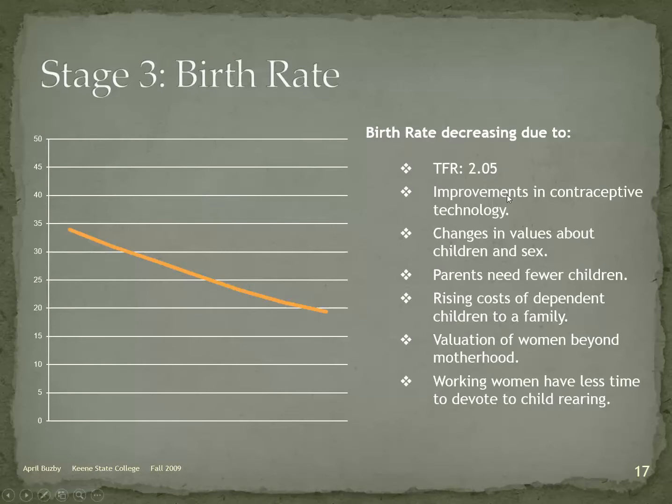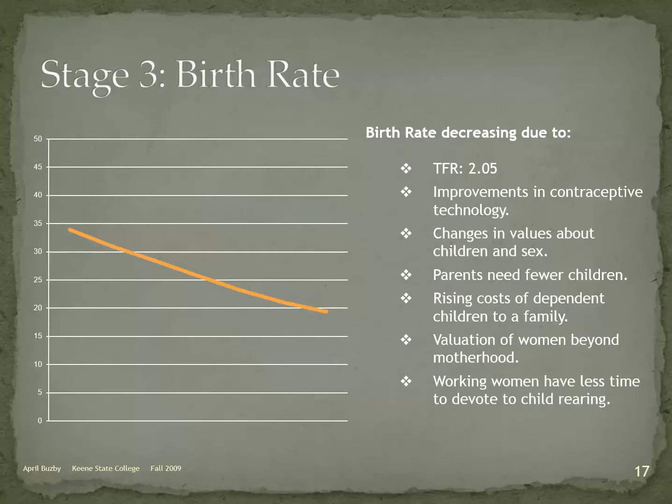And this is due to improvements in contraceptive technology, changes in values about children and sex. So seeing sex not just as an act of procreation, and parents need fewer children as well because they're not perhaps living on a farm, and the rising costs of dependent children to a family. So families are realizing that it can be very expensive to have children, and the fewer you have, the less expensive it is for you.